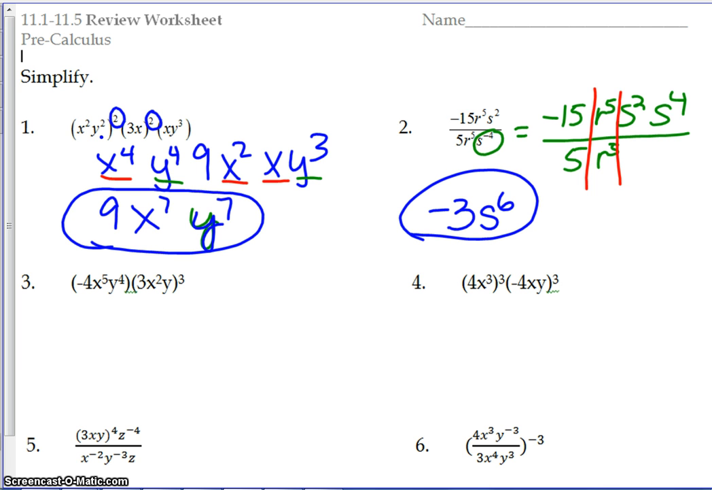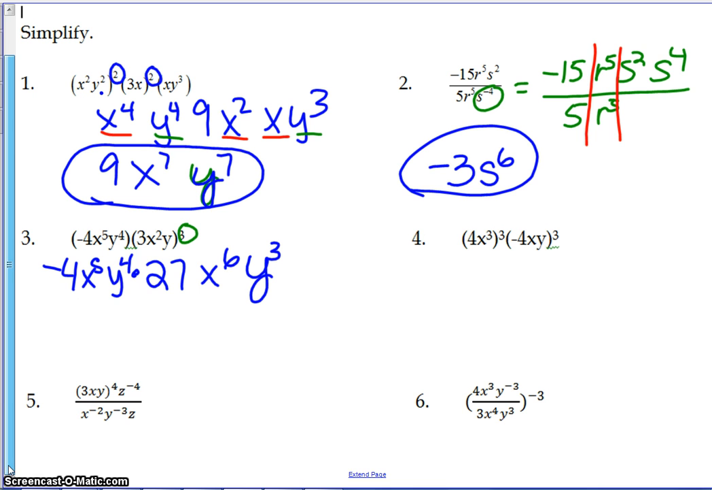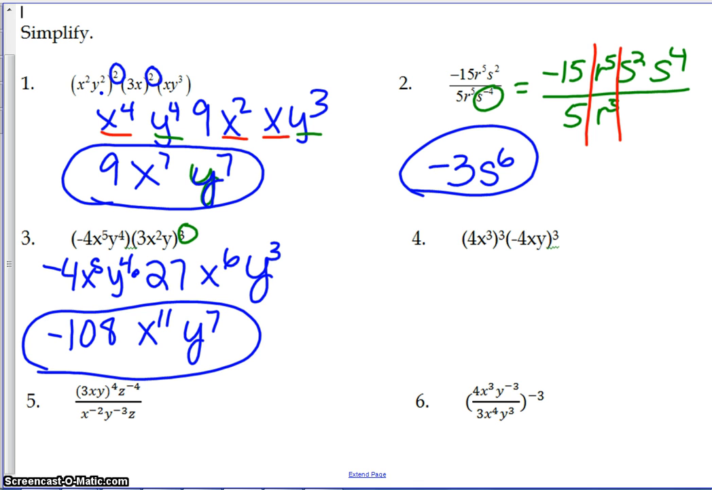The big thing I need to deal with here is this 3. To deal with the 3, I'm going to take that 3 to the 3rd power, and I get 27. The x squared to the 3rd power is x to the 6th, and y to the 3rd power is y to the 3rd. Here I have negative 4 x to the 5th y to the 4th. So I really didn't have to deal with anything there. I'm just looking at how to simplify at this point. The negative 4 times positive 27 is negative 108. Then I'd have x to the 11th and y to the 7th. That is my final answer.